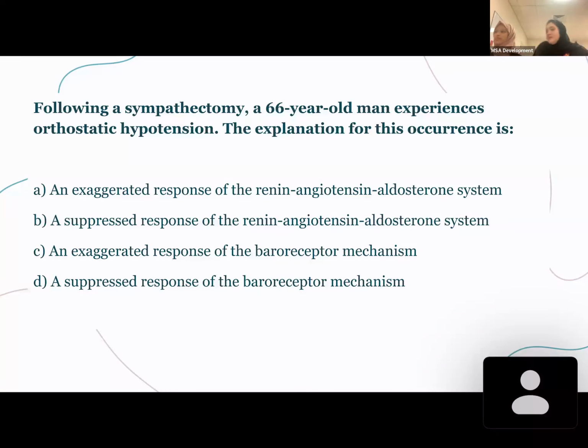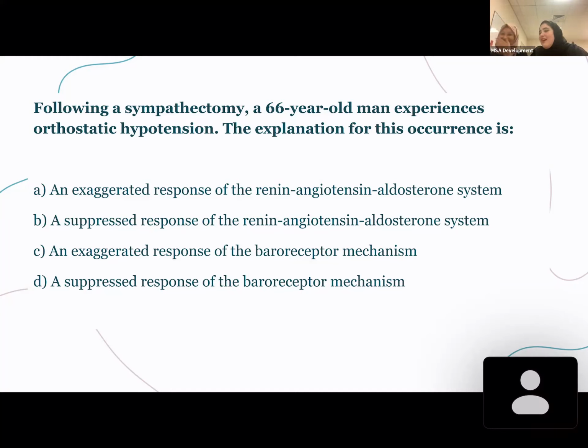So basically, if we don't have the SA node, the AV node is going to take over because it has the strongest activity among all the others. If the AV node fails, the bundle of His is going to take over. And if the bundle of His does not, it's going to be the Purkinje fibers.